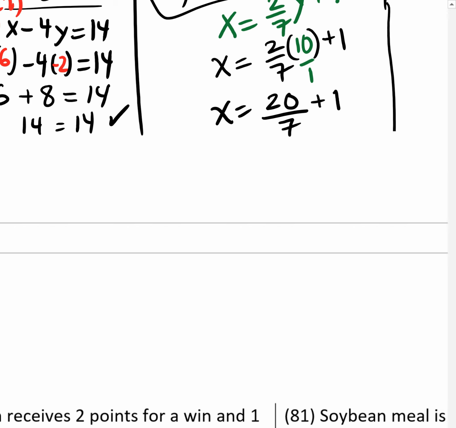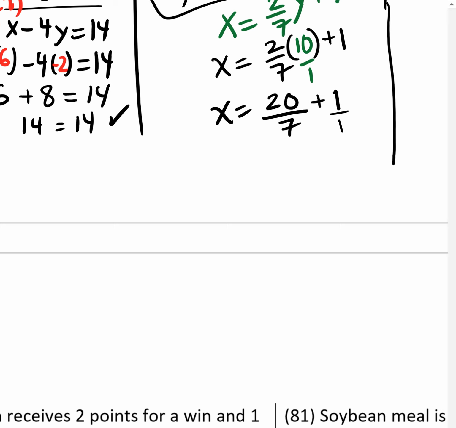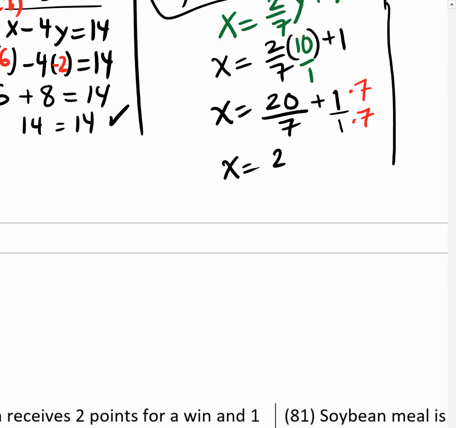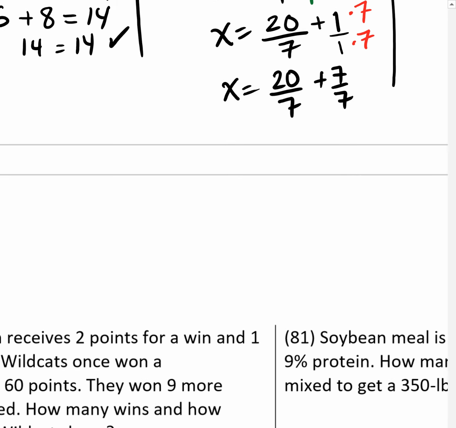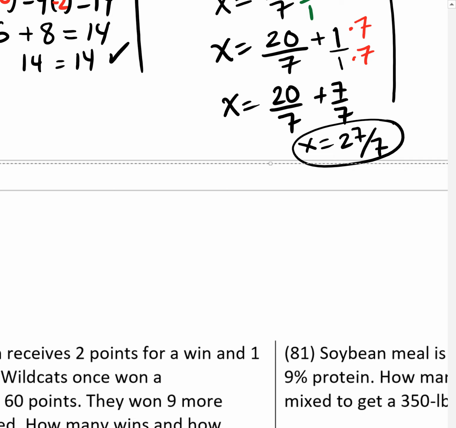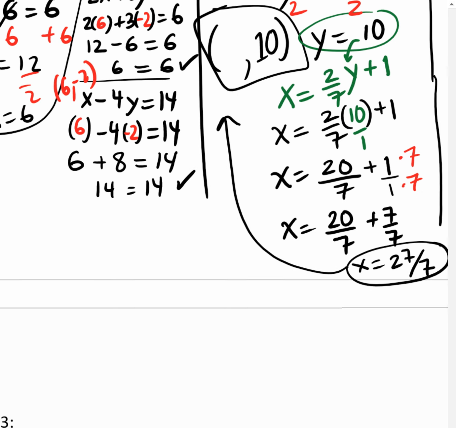And now in order to combine these terms, 20 over 7 and 1, I better put the 1 over 1 and find a common denominator. Of course, between 7 and 1, the common denominator is 7. So I'll multiply the second fraction by 7 over 7. That'll make it 20 over 7 plus 7 over 7. If I add their numerators, that's just 27 over 7. And that does not reduce, unfortunately, because that's our terrible x value. 27 over 7, come on.